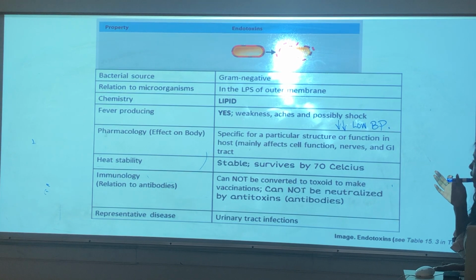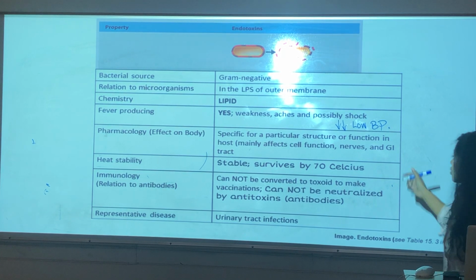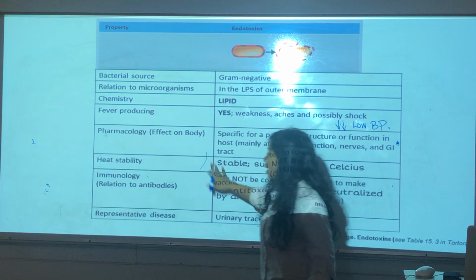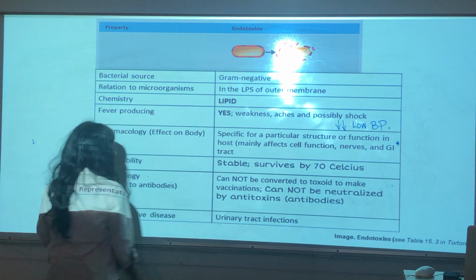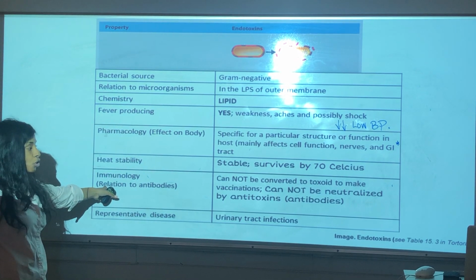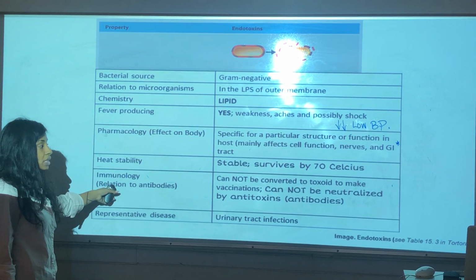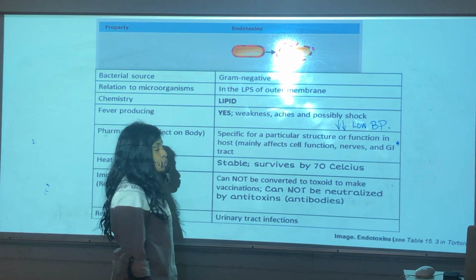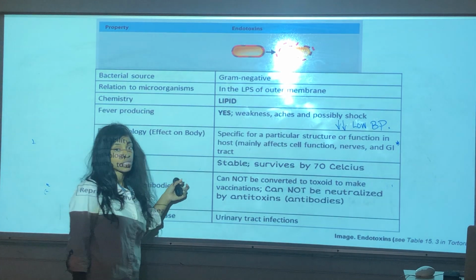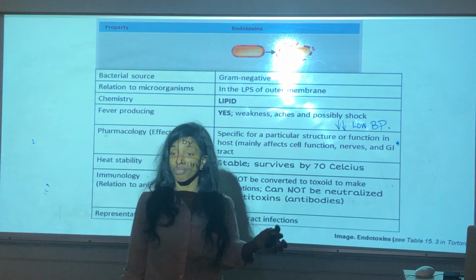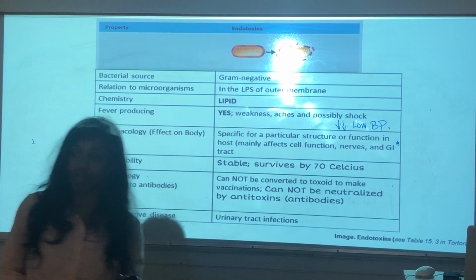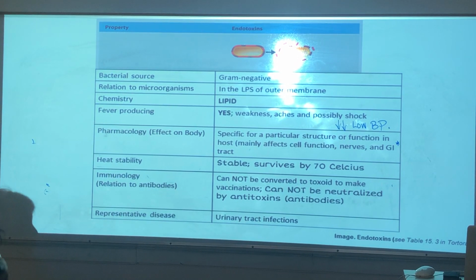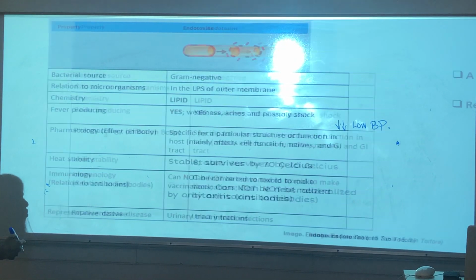All right, so they mainly affect cell function, nerves, and the GI tract, as we saw in Salmonella. They're much more stable in heat. And in regards to immunology, your body cannot neutralize them. Naturally, your body does not make antitoxins to neutralize them. That means once they're released, they have a greater effect, and they have to get out of the body in some way. There are no antibodies that your body naturally makes in order to protect itself.